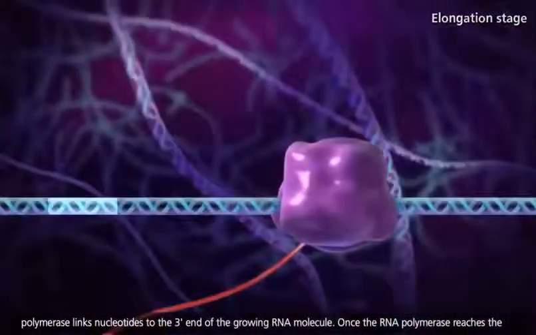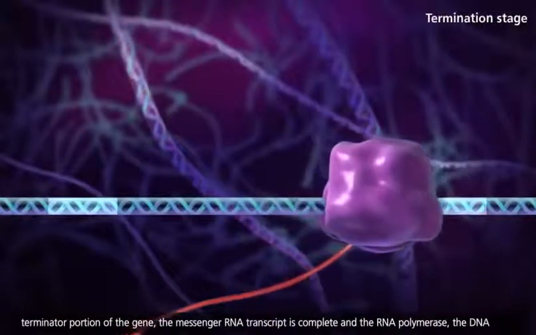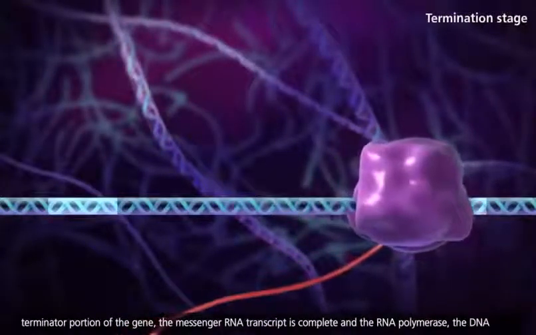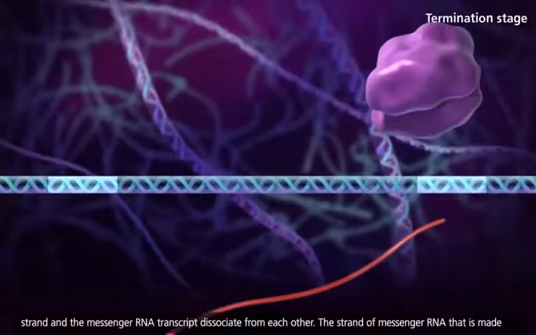Once the RNA polymerase reaches the terminator portion of the gene, the messenger RNA transcript is complete, and the RNA polymerase, the DNA strand, and the messenger RNA transcript dissociate from each other.